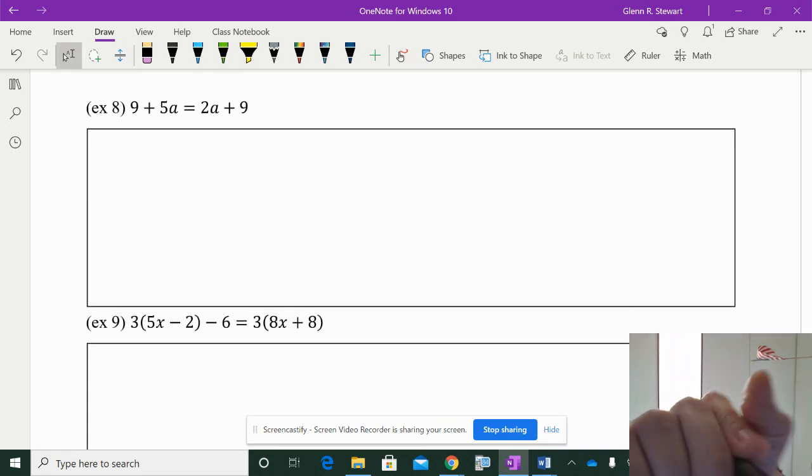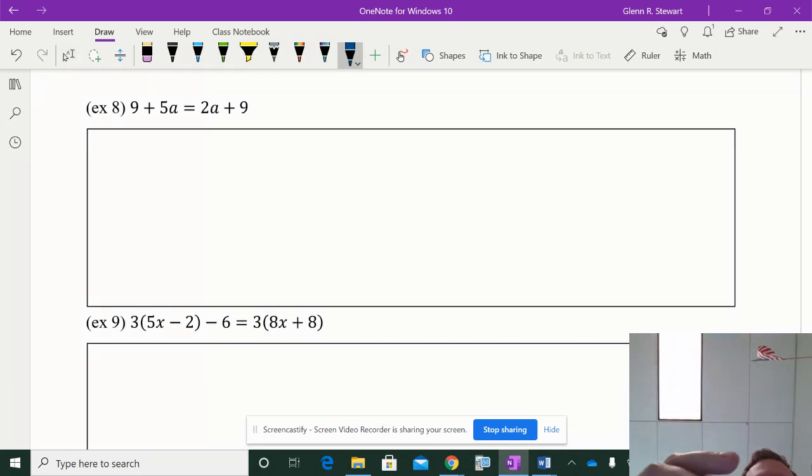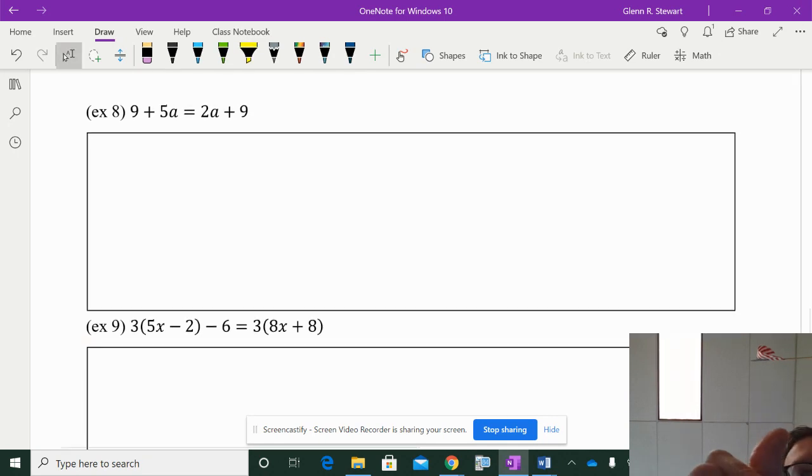Taking a look at number 8. I've got a variable on both sides, so I'm actually going to subtract the 2a over first. And if you notice, whenever I do have that 2a, I'm looking at this equation, 2 is my smaller number. So what I'm going to want to do is subtract over the smaller number, that way I don't have to worry about working with any negatives.